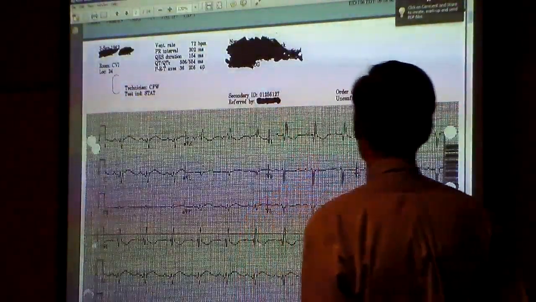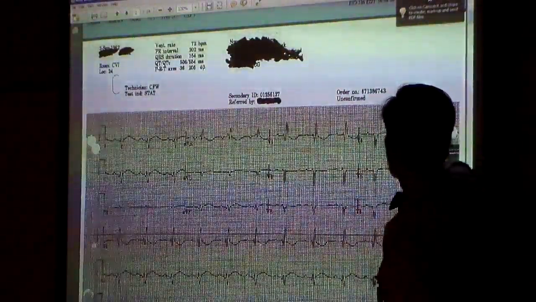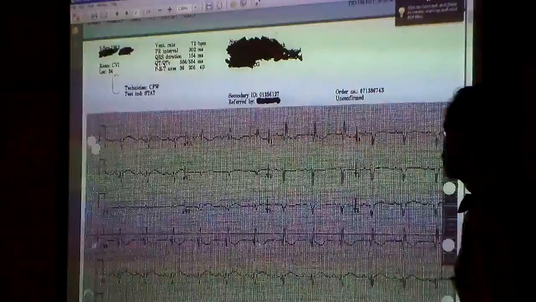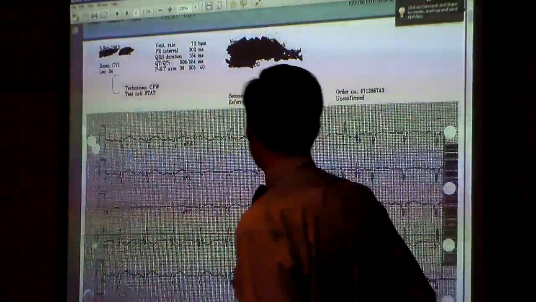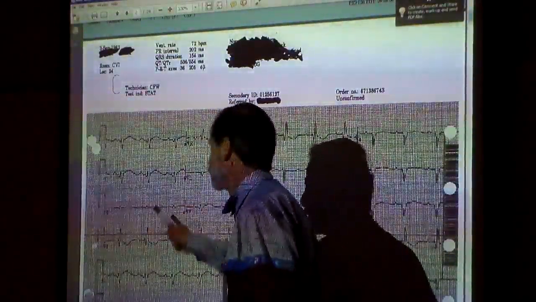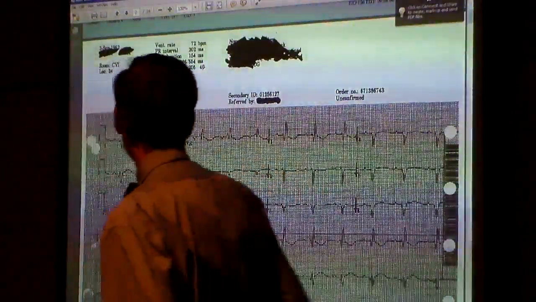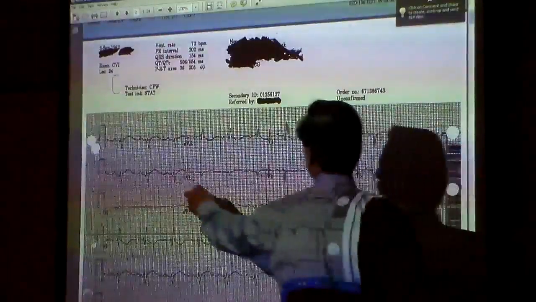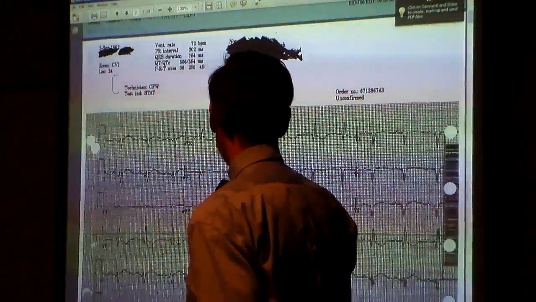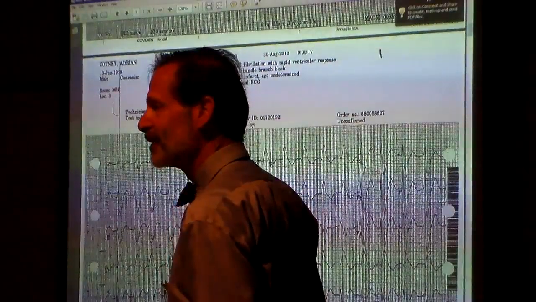Poor R-wave progression. Right, yeah, so this person has likely had an anterior MI, because even with the right bundle, it should have good R-wave progression. And then I would also suspect they've had an inferior MI. They've got inferior Q waves. So think about MI because of the poor progression, but they've also got inferior Q waves in 2, 3, and aVF, so that'd be an inferior scar.